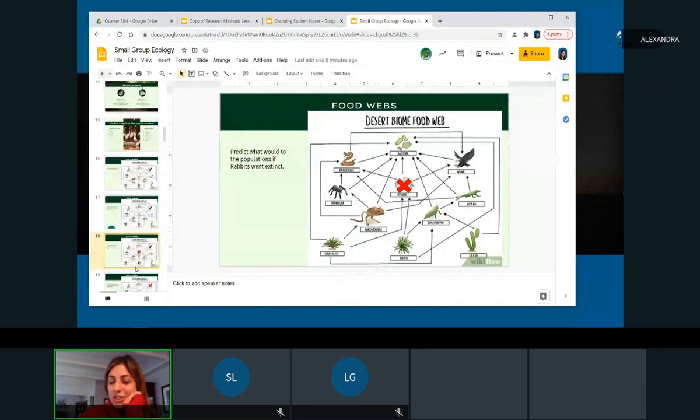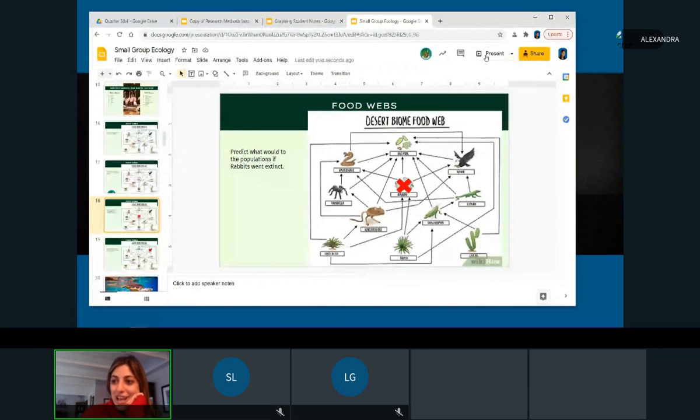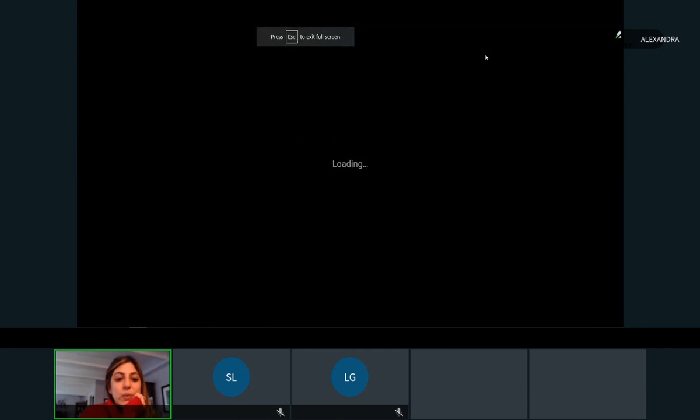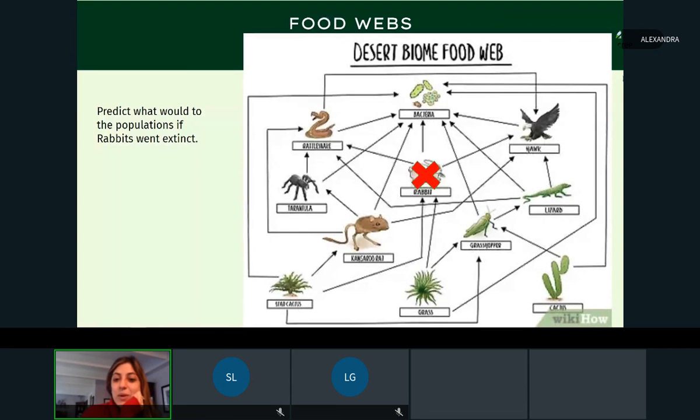Okay, let's take a look at slide 18. So now what I want you guys to do is make a prediction. What is going to happen if we have no rabbits? Yes, Logan. If we don't have any rabbits, we're not going to have many rattlesnakes and we're not going to have many hawks. So what does that mean for the rest of the bacteria or the rest of the environment? Well, the bacteria, however, can still feed off of almost everything. So, okay, good. More grass. Good. If there's more grass, that means that there's more lizards. Good. What else?